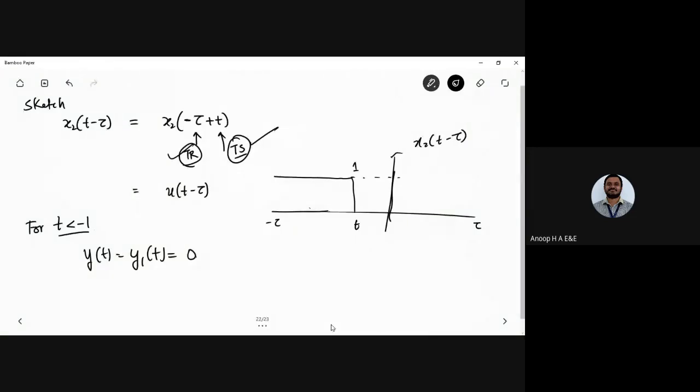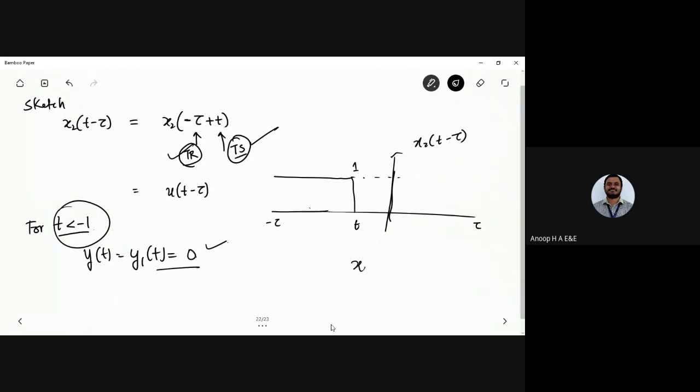So how do I come to know that it is 0? Depending on x1 of tau, I have the signal which is terminating after -1. So -2, -3, it doesn't have any value for -2, -3 and so on, -4 and so on. That's the reason why I can generally say the output signal, that is y1 of t, to be equal to 0 for t less than -1.